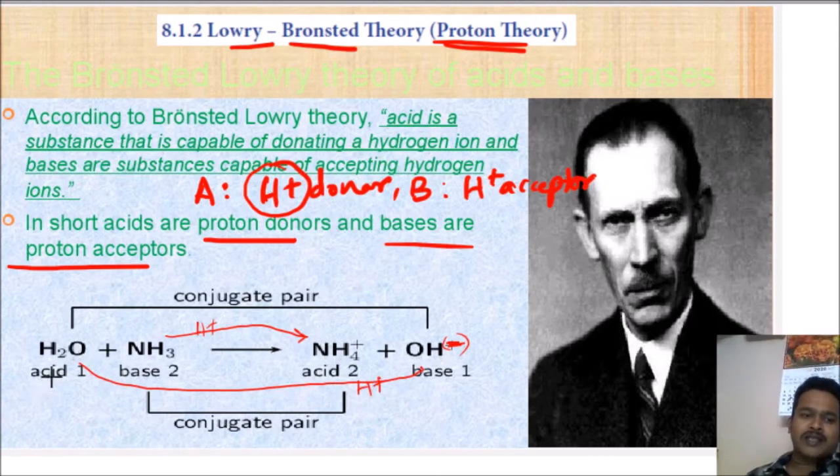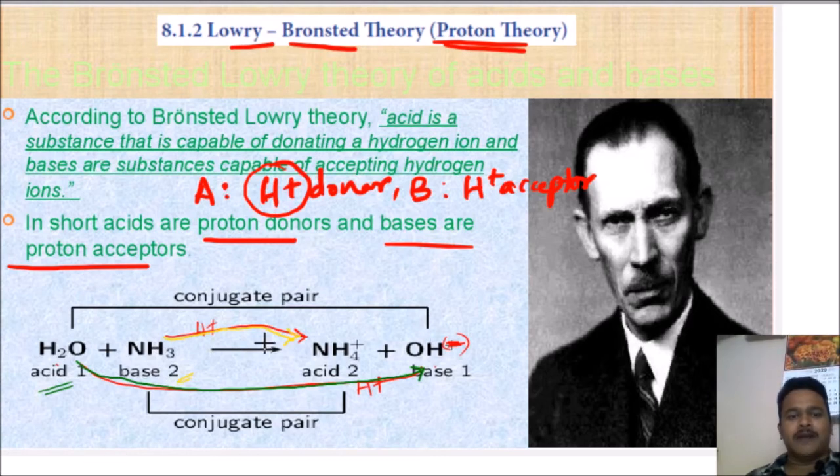So here we can say this is acid 1. Why? Observe the green one, the green border. In this step H2O loses a hydrogen ion, forming OH minus, so it is an acid. And the yellow one, NH3 to NH4 plus. What happened here? NH3 accepts H plus, so it is a base.